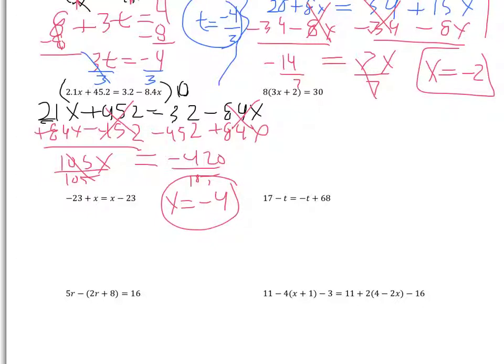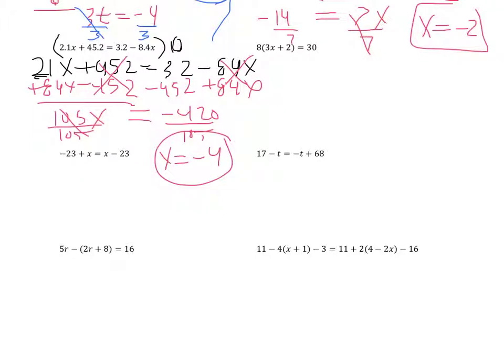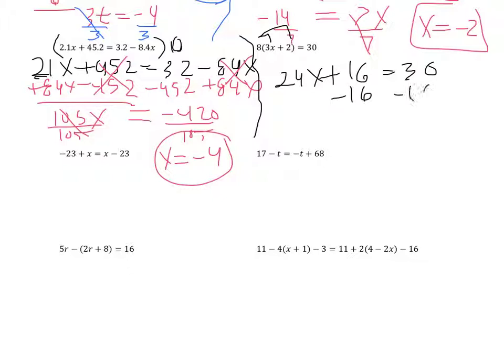Now, looking at this next problem here, the first thing we want to do is get rid of the parentheses, which is kind of a natural thing to do, so we're going to use distribution. So 8 times 3x is 24x. 8 times our 2 is plus 16. That equals 30. Now we're going to subtract 16, because we're getting the x's alone, so we only have x's on the left. Move the 16 over by subtraction.